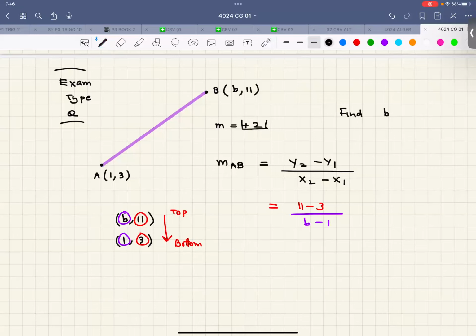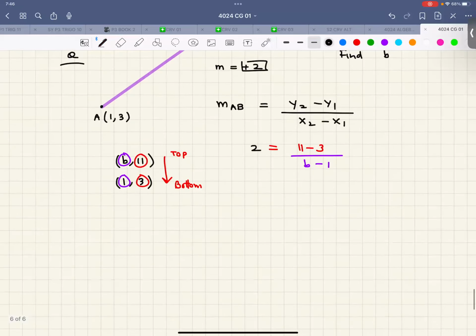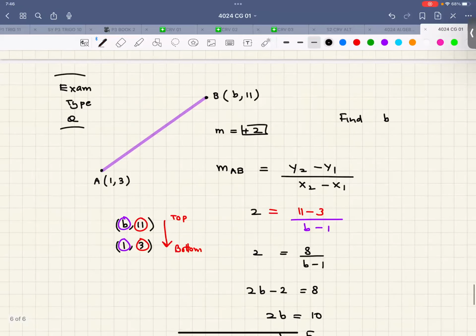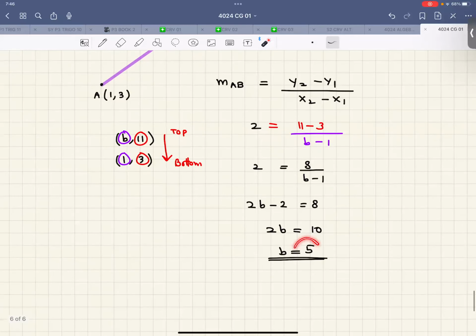And this equals positive 2. So therefore, 2 equals 8 over b minus 1. 2b minus 2 equals 8. 2b equals 10. b comes out to be 5. So therefore, the x coordinate of this point is 5. That's a simple question that I have done.